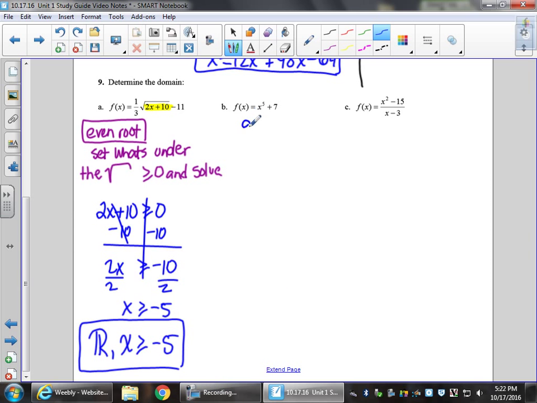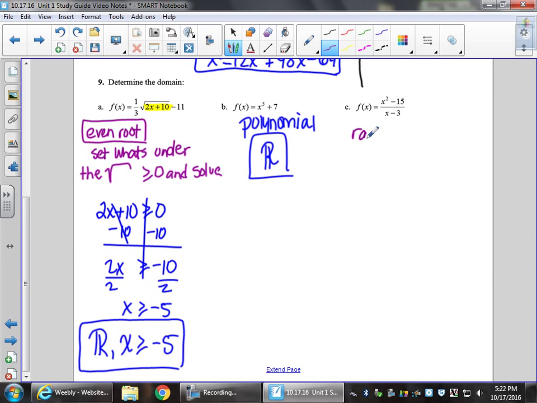B is a quadratic, it's a polynomial. All real numbers. Again, we reasoned when we finished up this section last time that if it's not an even root and it's not a rational function, there is no restriction, all real numbers.